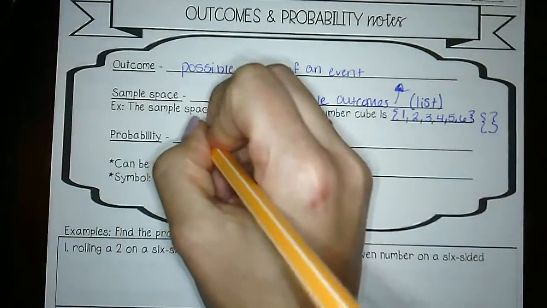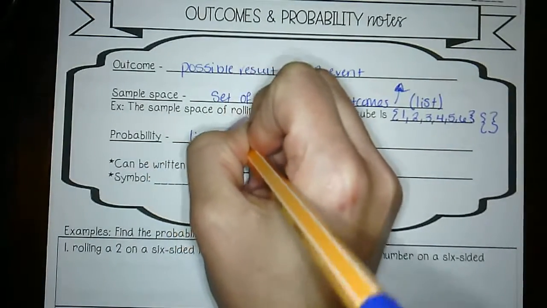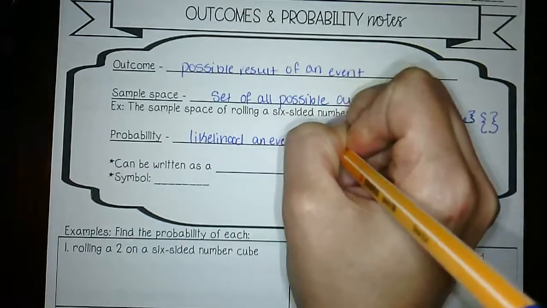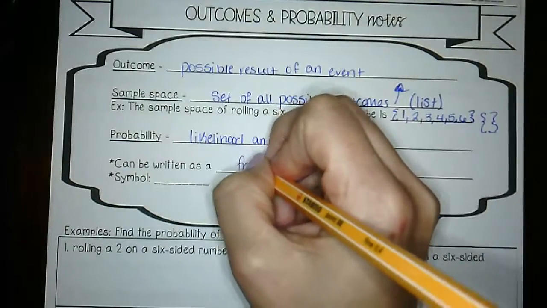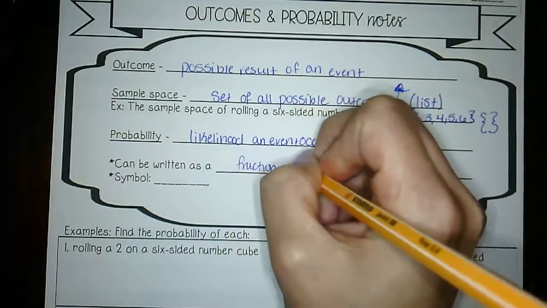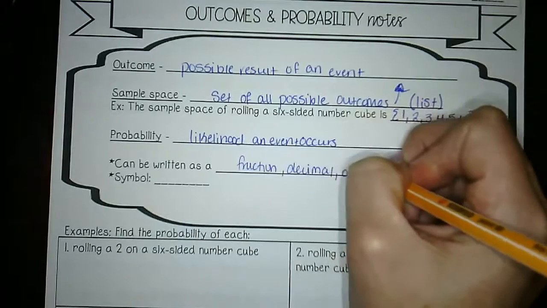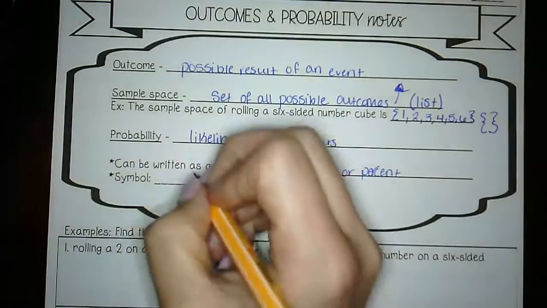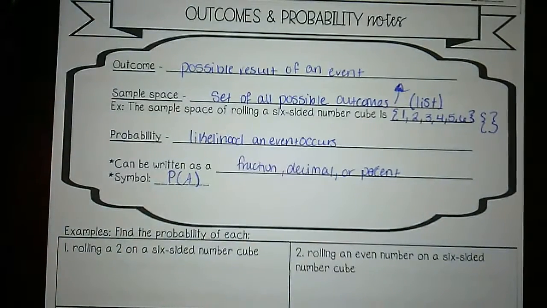Probability is the likelihood an event occurs. And we can do it as a fraction, decimal, or percent. And then that's it. Well, symbol, you do like probability of A, however you want to look at it.